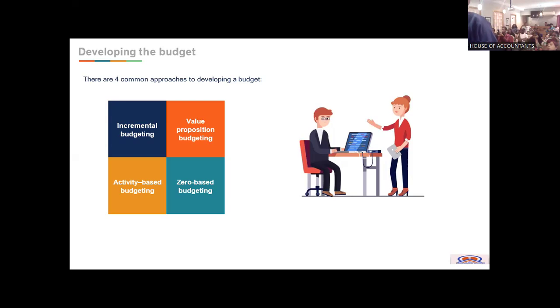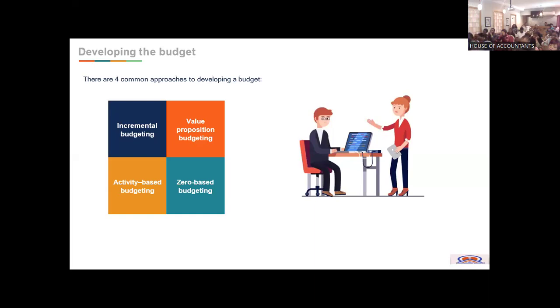That is incremental. Using last year's actual as a base, we apply a percentage as an increment to get this year. So if I spent 20 million last year on transportation, and now fuel has gone up and everything has scattered, okay, let me increase that transportation by 20% this year. So that will be the base of that. So do it that way. Then value proposition budget.